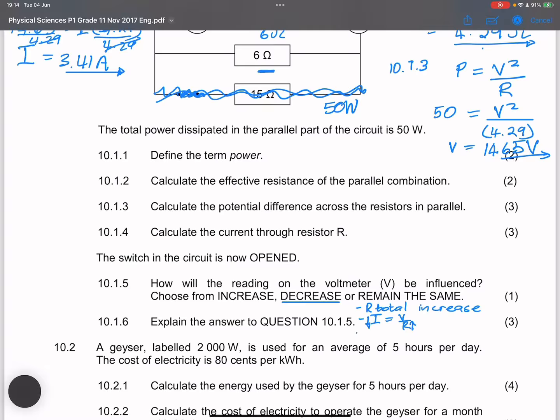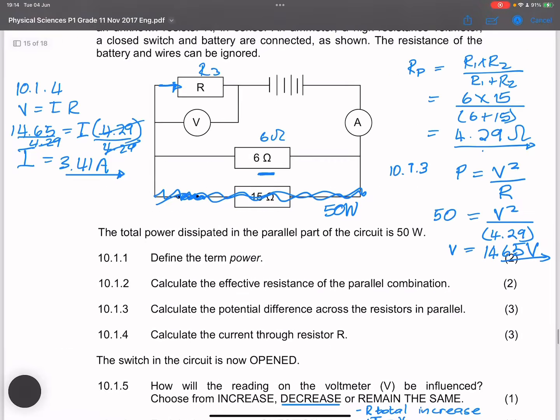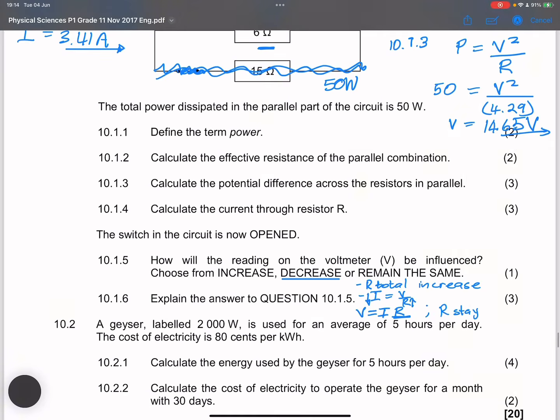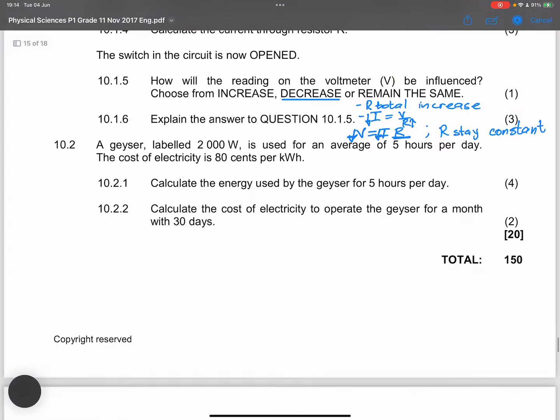But now, because V is equal to the current times the resistance R, and R remains constant, I mean the resistance of the resistor, the resistance of R stays constant, as a result our voltage will also decrease because of a decrease in current. Right, and essentially that is how we're going to explain that, ladies and gents.